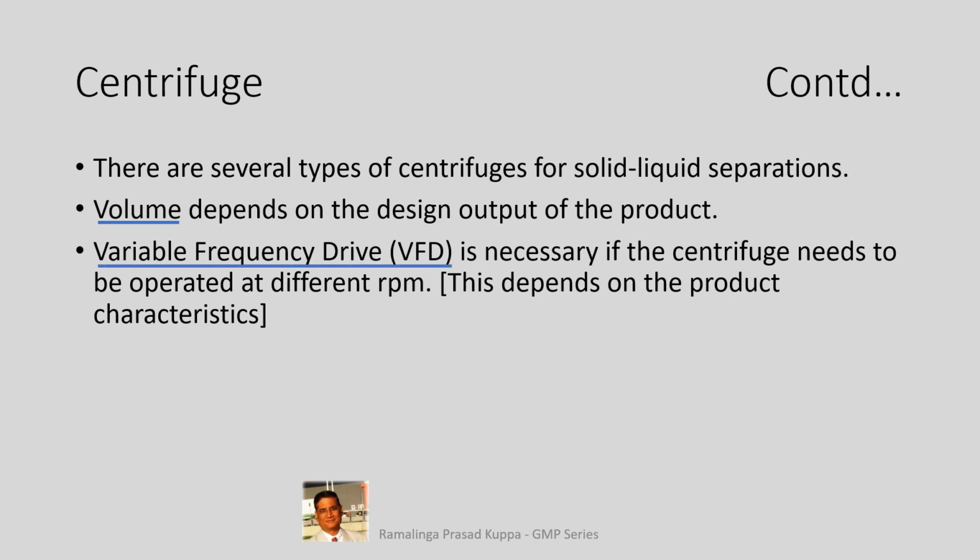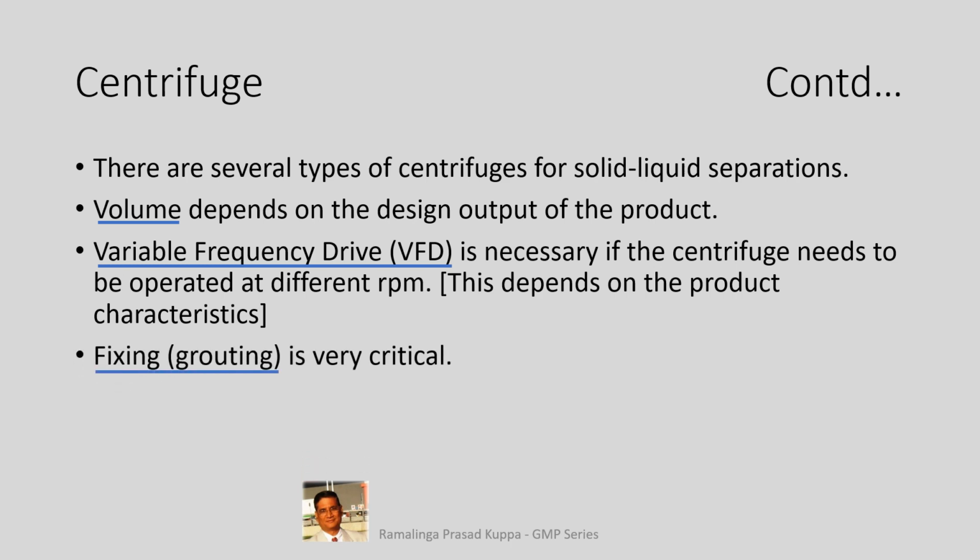Variable frequency drive, VFD, is necessary if the centrifuge needs to be operated at different RPM. This depends on the product characteristics. For some products, the major mother liquor can be expelled easily at low RPM. But at the end, the mother liquor in close contact with the product takes more time to expel. In such cases, the speed of the centrifuge has to be increased to expel out the remnants. For such operations, the VFD works well.